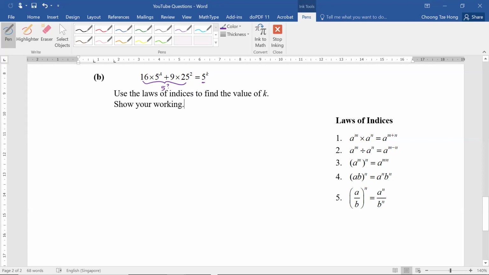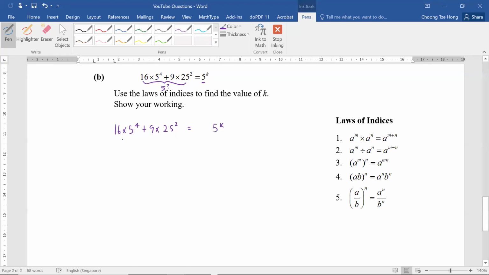So in this case, we need to transform this whole thing, 16 times 5 to the power of 4 plus 9 times 25 squared, into just one term, 5 to the power of something. Right, so let's try to go about doing that. Okay, so over here, plus 9 times 25 squared equals 5 to the power of k, right?